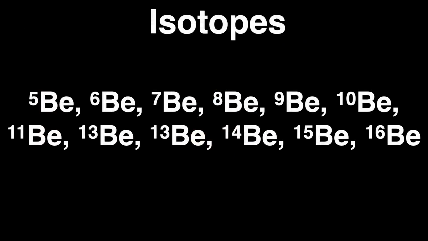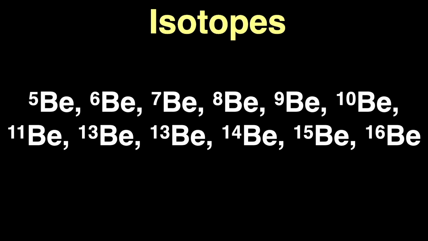Each element has many different forms. For each specific element, the number of protons in the nucleus is the same, 4 protons for beryllium, but there can be different numbers of neutrons in the nucleus. All these different forms are called isotopes. They're chemically identical to each other, but with slightly different weights. The number you see next to the chemical symbol is the total number of protons and neutrons in the nucleus.